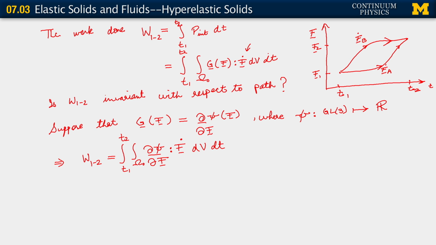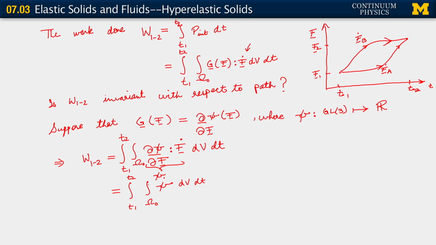Okay, right? Okay, but then you look at this. This is just from the chain rule, given that psi is a function of F alone. What we have is that this is essentially psi dot. So our integral now becomes the integral from T1 to T2, integral over omega naught, of psi dot dV dt.